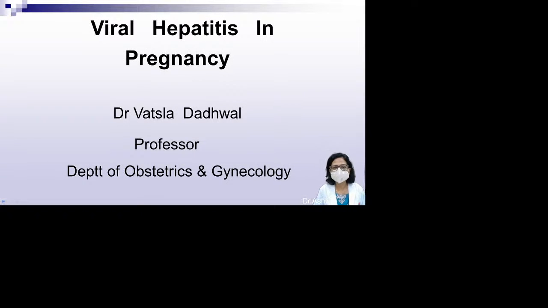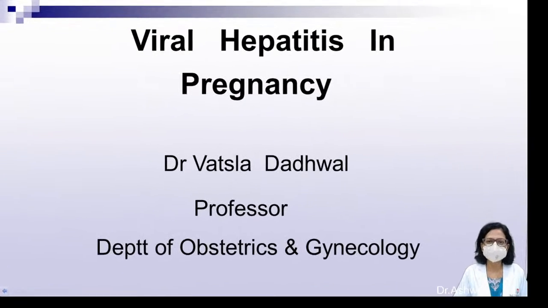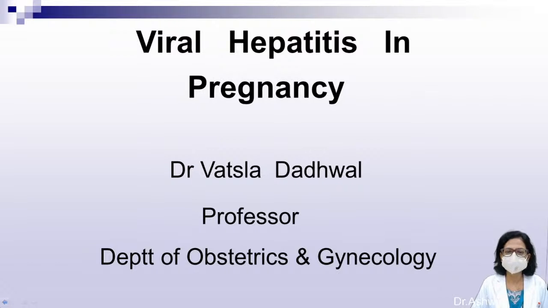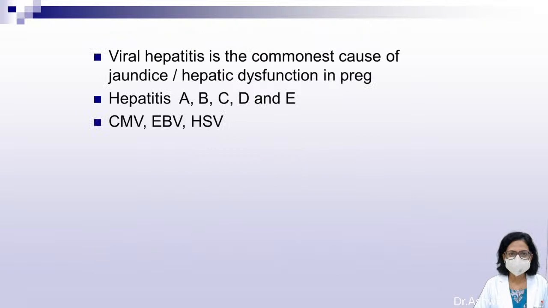Good morning. Today we will talk about two infections in pregnancy, viral hepatitis and HIV. So starting with viral hepatitis in pregnancy. Viral hepatitis is the commonest cause of jaundice or hepatic dysfunction in pregnancy.